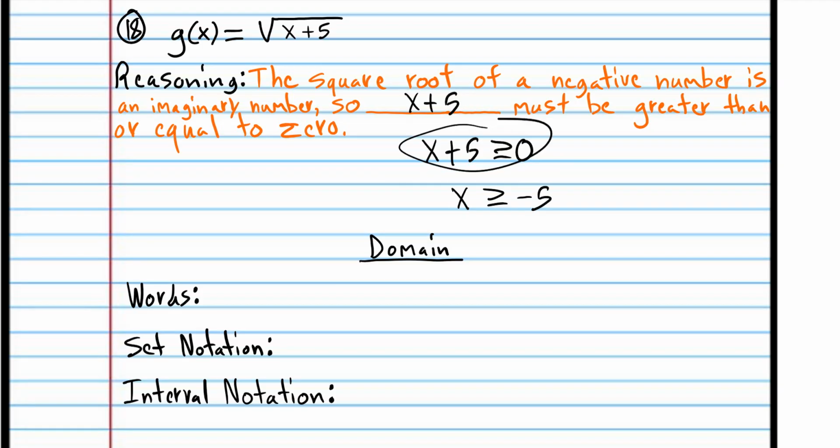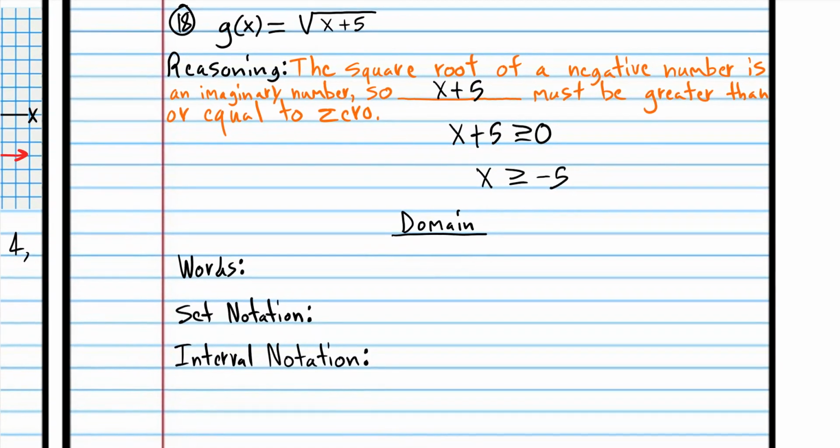So in order for this to be true, x must be greater than or equal to negative 5. So we just subtracted 5 from both sides. So that indicates what the domain is. The domain is all real numbers. Again, imaginary numbers are not allowed to be inputs of a function. The domain is all real numbers greater than or equal to negative 5.